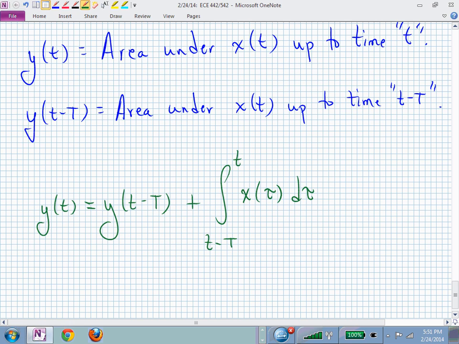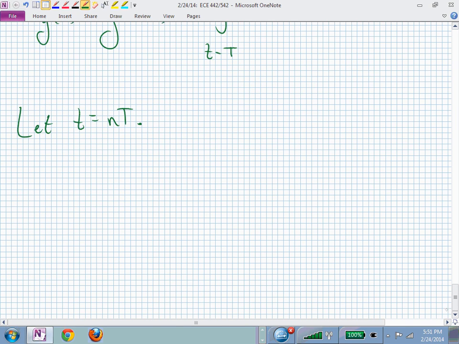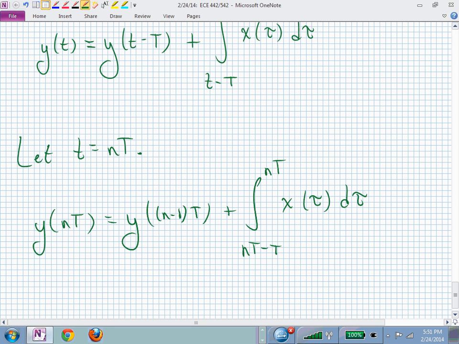So if we now let t equal nT, we can now say that we have y of little n capital T equal to y of (n minus 1) capital T plus the integral from nT minus T to nT of x of tau d tau.